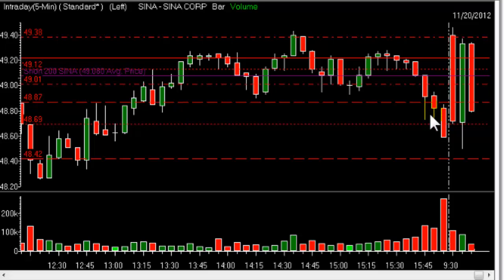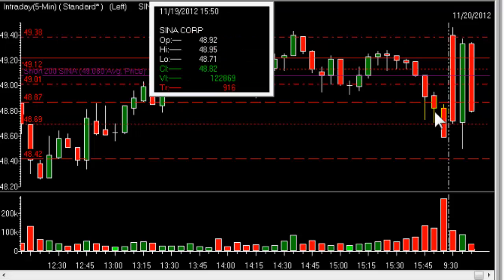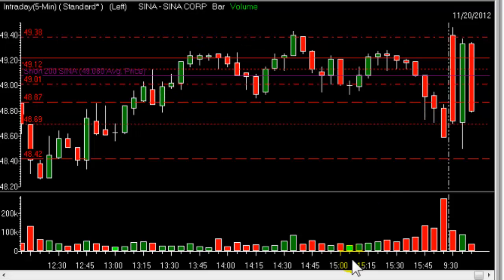But if price reverses and gets back up to 48.69 at any point in that move, then I'm going to go ahead and pull the plug on the trade and sit back and hopefully get another entry opportunity on a pivot reversal, or possibly even a move all the way up to that 49.38 level again to trigger another position.